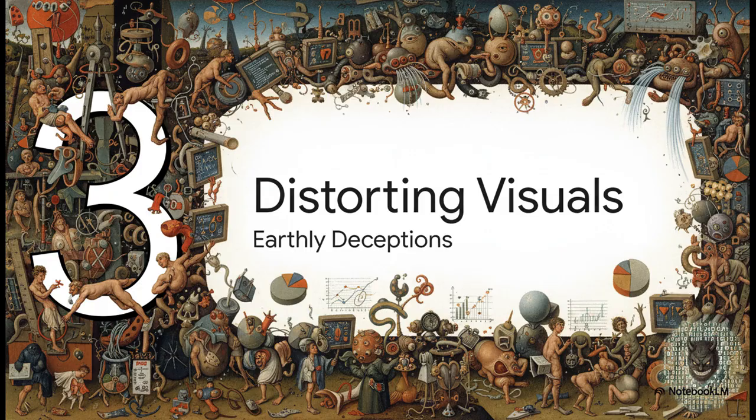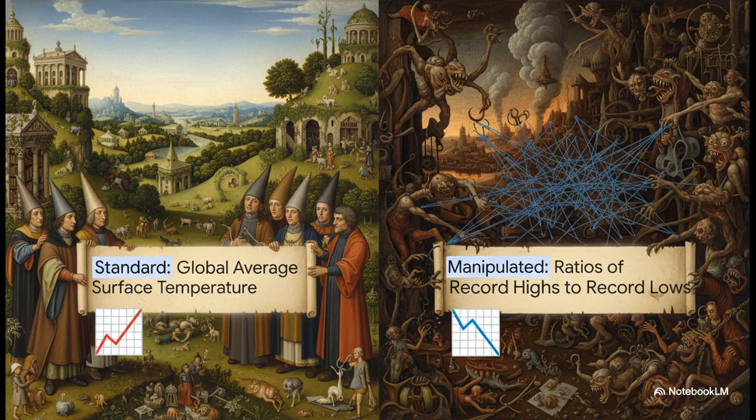Section 3, tactic: distorting the visuals. The Garden of Earthly Deceptions. This is where basic math gets completely twisted up. Think about the standard metric used by actual scientists, the global average surface temperature anomaly. It's super straightforward and just tracks how temperatures vary from a historical baseline.